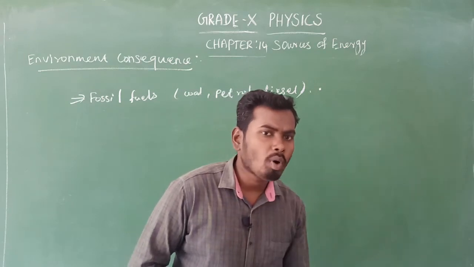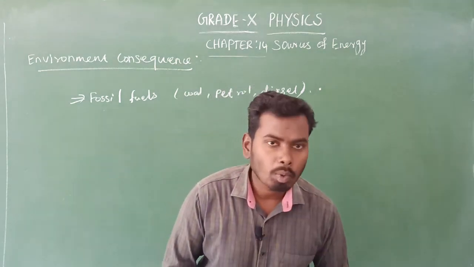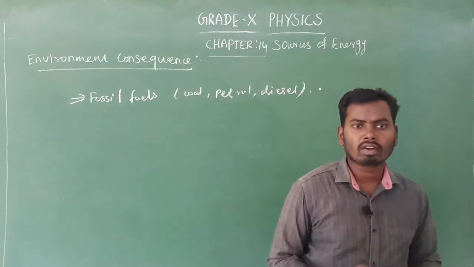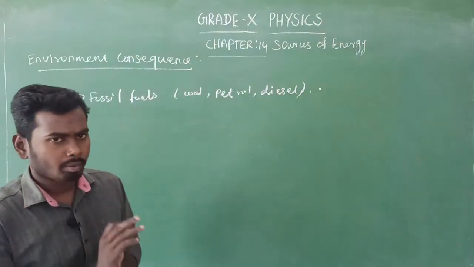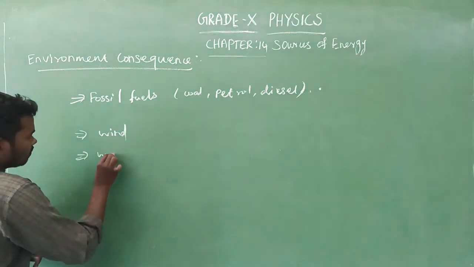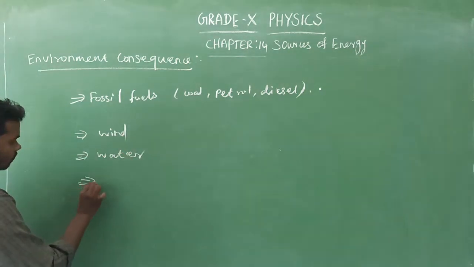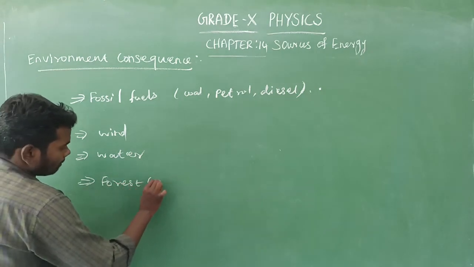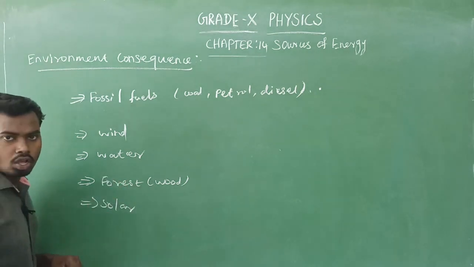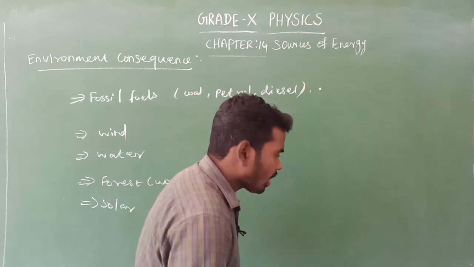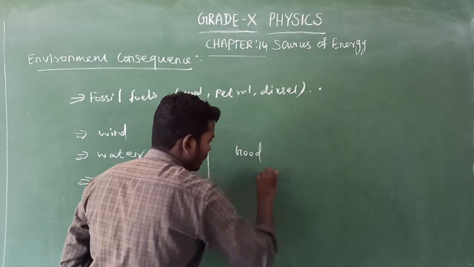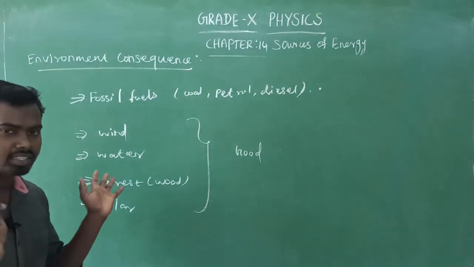Then you may ask me, what about the renewable sources, sir? I agree that the renewable sources are good for our environment. Renewable sources of energy such as wind, water, which means hydro, then forest, which means in the form of wood, solar, and so many things. Is it clear? Yes, they are all good, because they are non-polluting. It causes a non-polluting environment, isn't it?